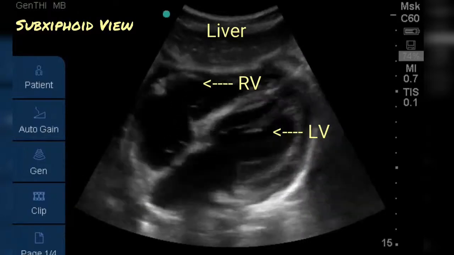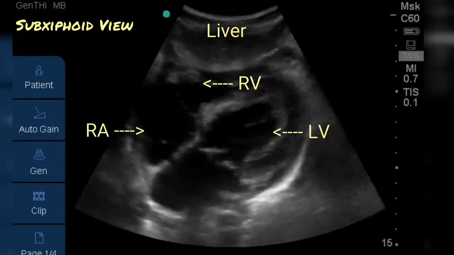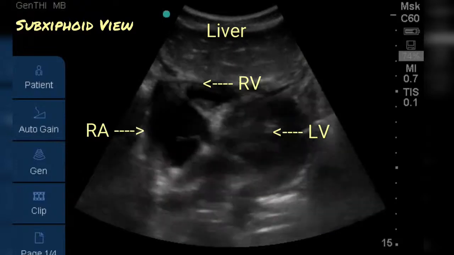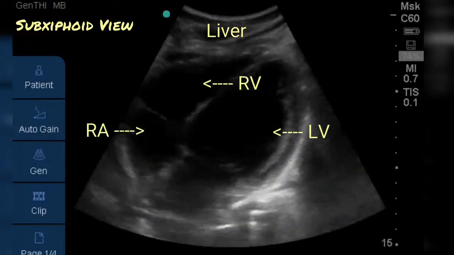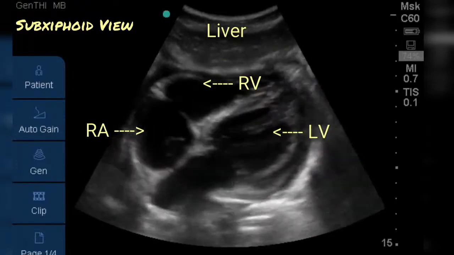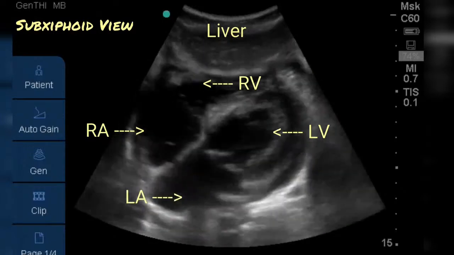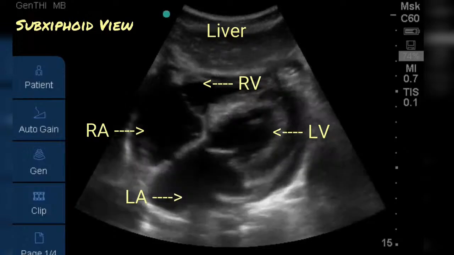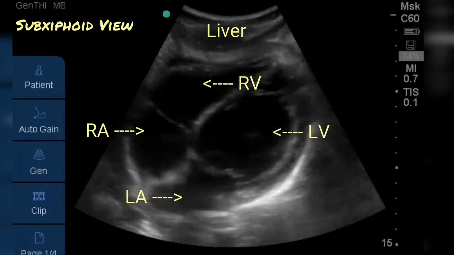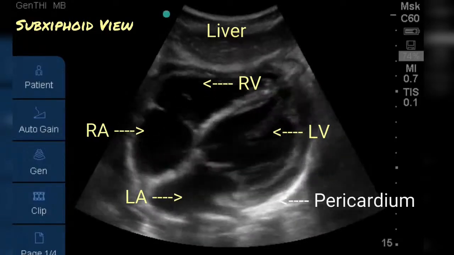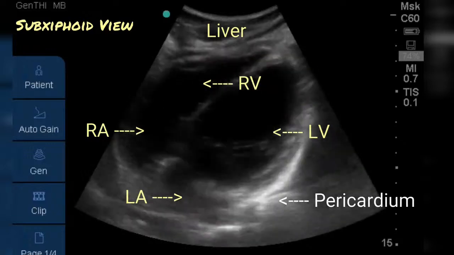After that, we can identify the right atrium that is situated left to the right ventricle, and also we can see the left atrium which is left to the left ventricle. And lastly, we can see the bright hyperechoic line surrounding the heart is the pericardium.